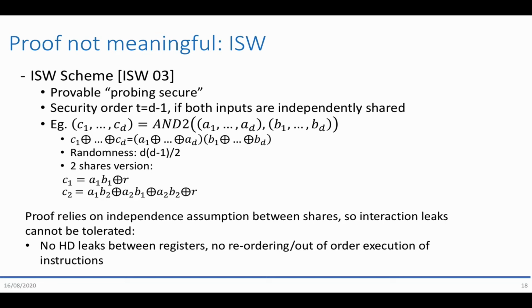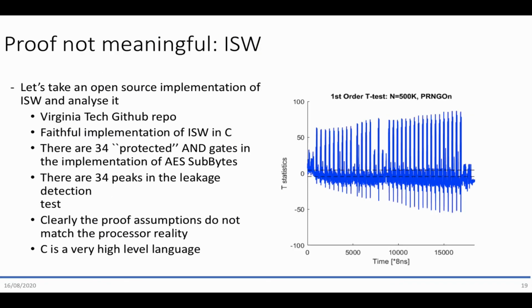And the proof here really crucially relies on independence assumptions between the shares, so no interaction leaks can be tolerated at all. And this means for a concrete implementation, you cannot have any Hamming distance leaks between registers. And also remember, I said this before, and perhaps it sounds really innocent, the description of the AND gate implies a certain ordering of the way in which these instructions are being executed. And you really need this ordering. Any out of order execution on a processor would be absolutely devastating for this kind of scheme. So this basically rules out a secure implementation on anything that's modern or complex. But perhaps ARM processors are still okay because there is no out of order execution normally going on.